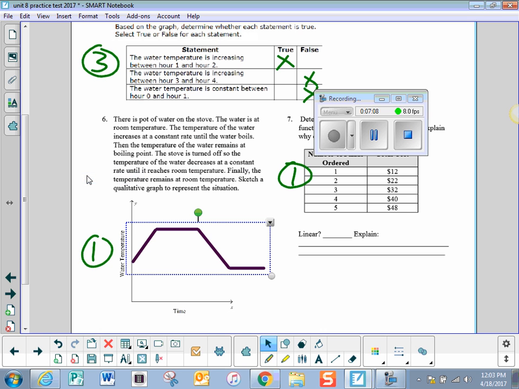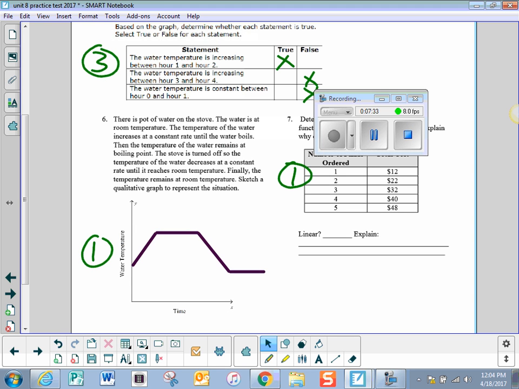Okay. So there's a pot of water on the stove. The water is at room temperature. So I'm saying that's room temperature. Okay? The water increases at a constant rate. Water remains at a boiling point. Water decreases at a constant rate until it reaches room temperature, which is exactly where it started. Then it stays at room temperature for a while. Okay? So it needs to look like that.